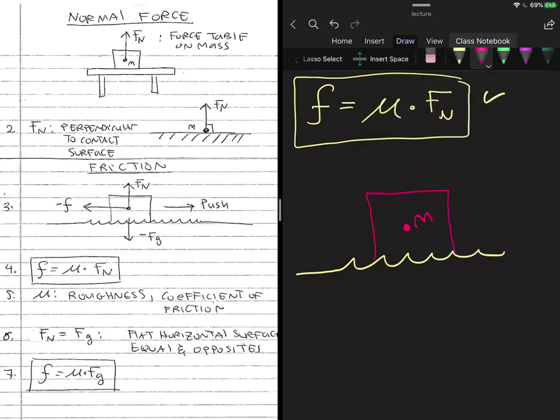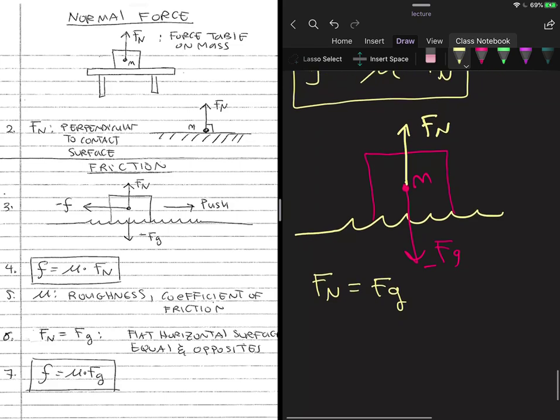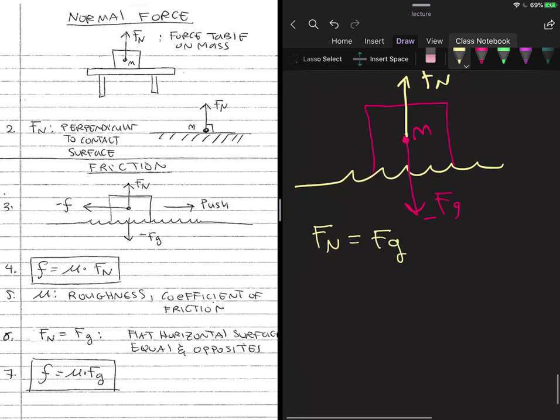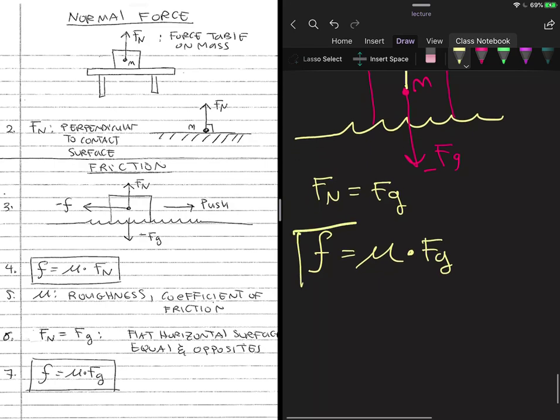And anything with mass, gravity is going to point down with the force Fg. And because the crate is in contact with the floor, the floor is going to push upwards on the crate with the force Fn. But because this crate is not moving up and down, we're going to say that the magnitude of the normal force is going to be the same as the weight. And so because of that, we have another way that we can solve for friction. We can say that the friction is also going to equal how rough the floor is multiplied by the weight of the object. So that's another way you can write this.